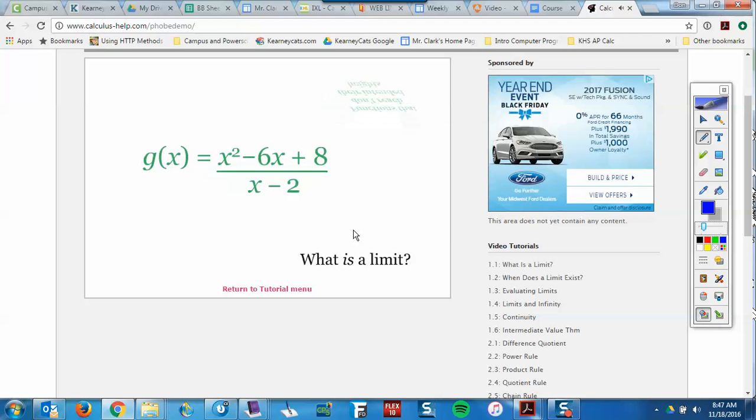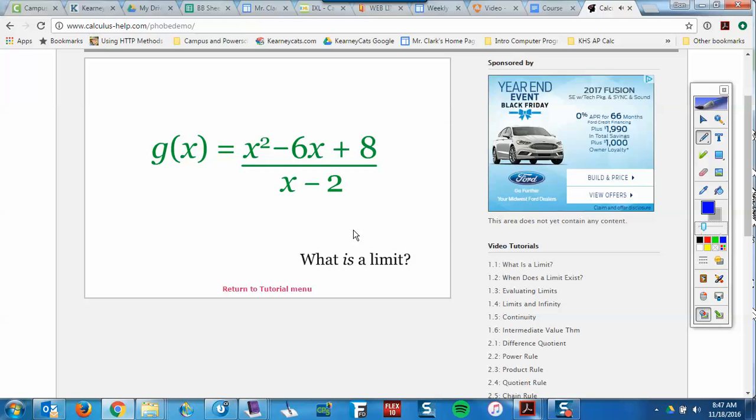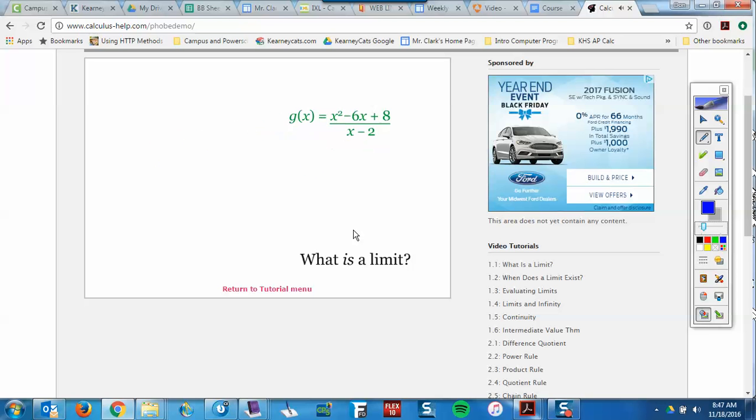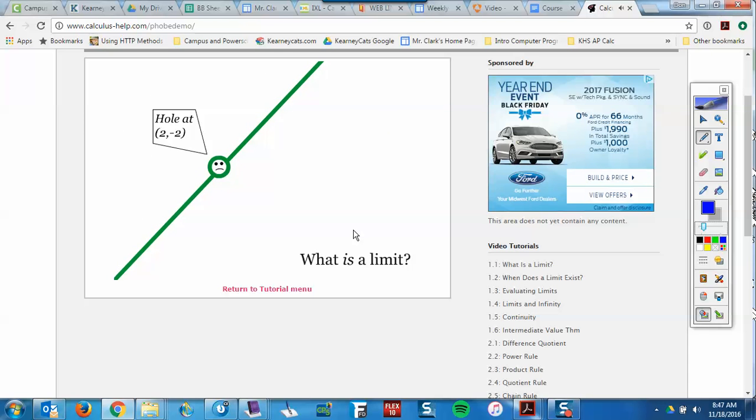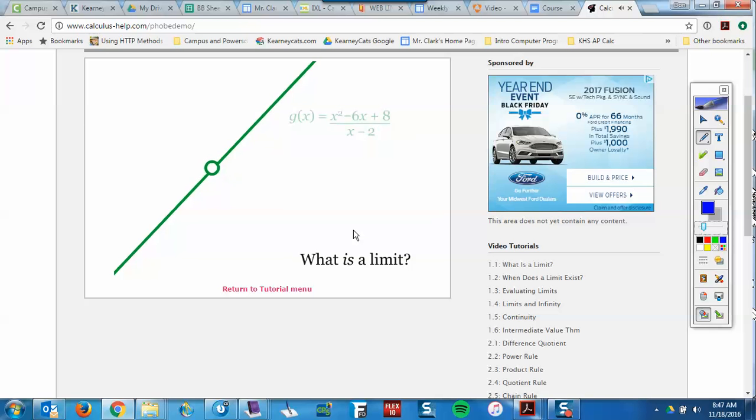Take, for example, this function. g of x equals the fraction x squared minus 6x plus 8 divided by the quantity x minus 2. Here's what the graph looks like. It looks like a plain old line. Or does it? If we zoom in, you'll see that it has a hole in it at the coordinates 2, -2.